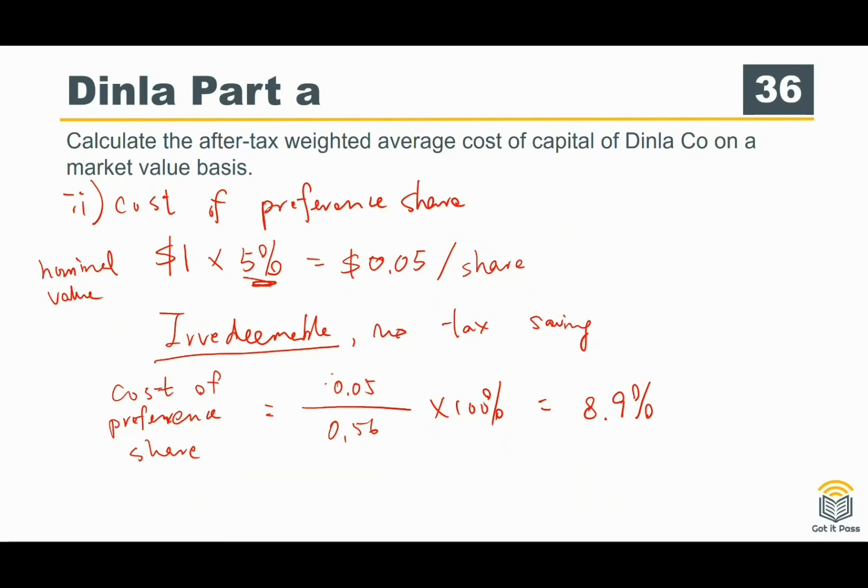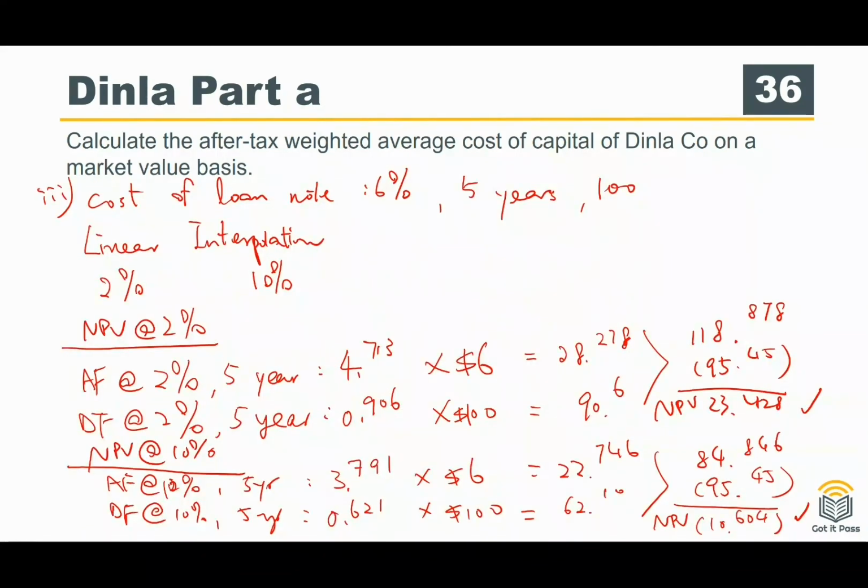So we got the dividend per share, which is 5 cents, divided by the investment. The initial investment per share is 56 cents, which is given to you in the question. And then you got the cost of preference shares at 8.9% here. Okay, so after the cost of preference shares, which is irredeemable, we move next to the cost of loan notes, which is a 5-year loan note, redeemable in 5 years' time. The face value is $100 and 6% interest rate.